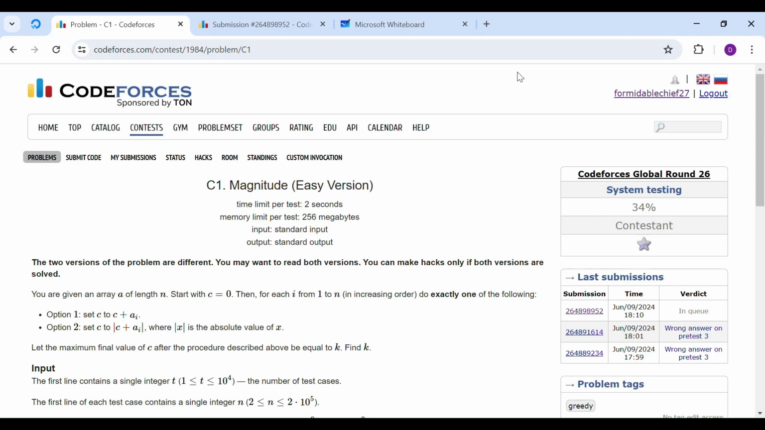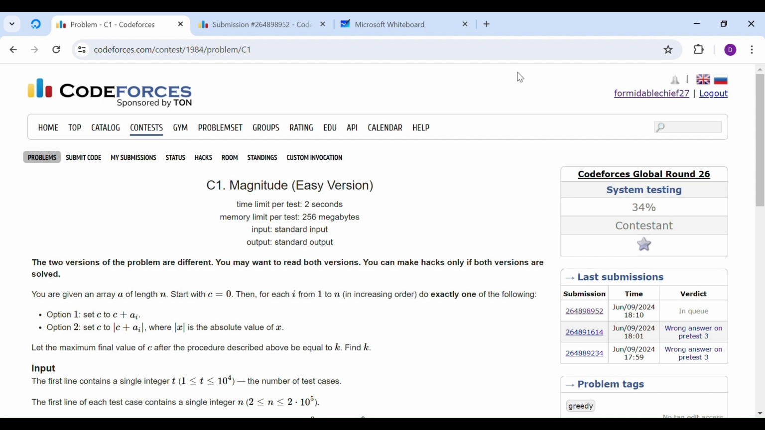Today we will be solving Magnitude (Easy Version). You are given an array of length n and a starting variable c equal to 0. For each i from 1 to n, you need to perform exactly one operation out of the following: either you add the value of a_i to c, or you take the modulus of the value of c after adding it with a_i.